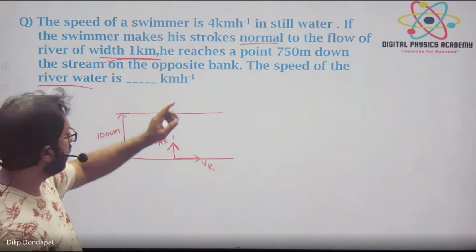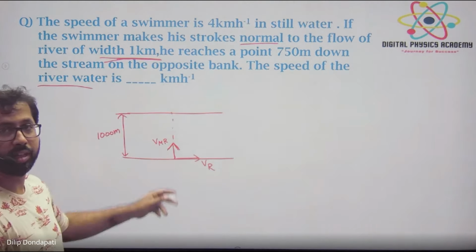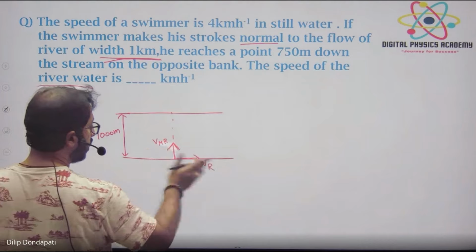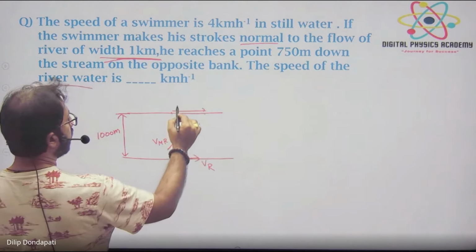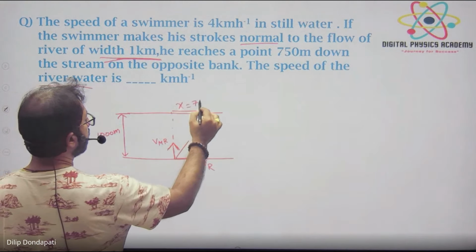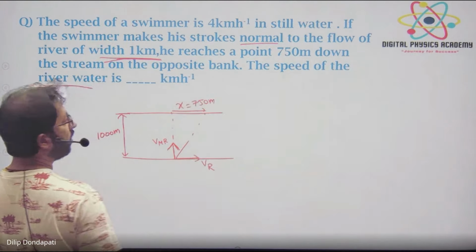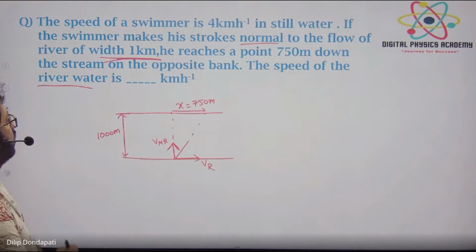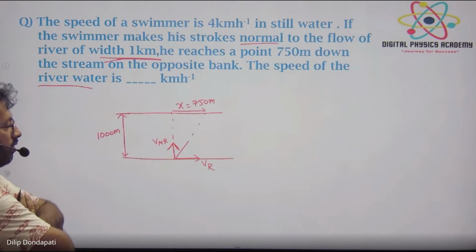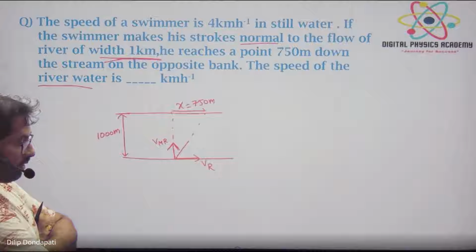He reaches a point. This is the shortest time path, right? So definitely because of river speed, he will reach somewhere here. This is given as 750 meters, that's the drift only. Yes, sir, I got the answer as 3. Even I got 3. Yes, 3 is the answer.